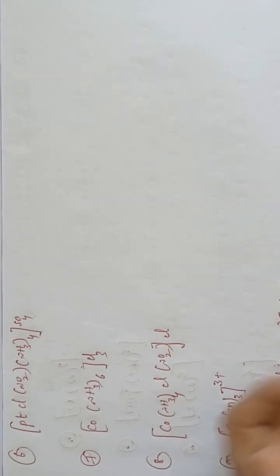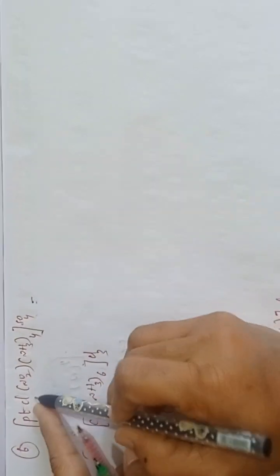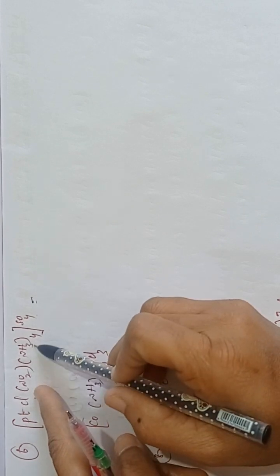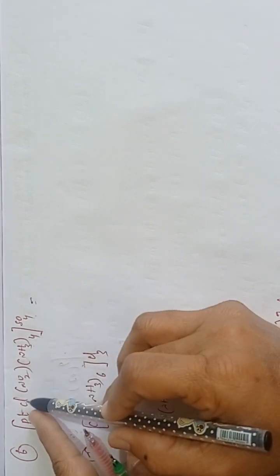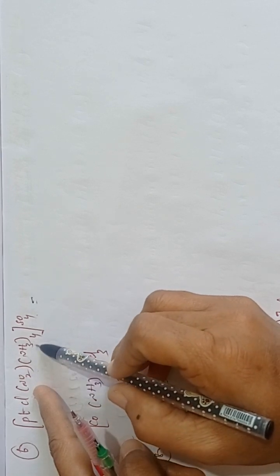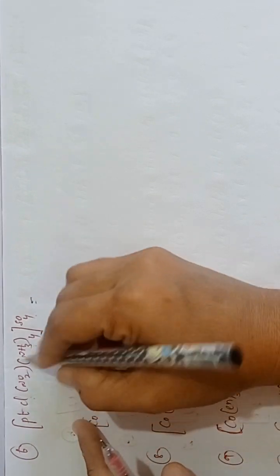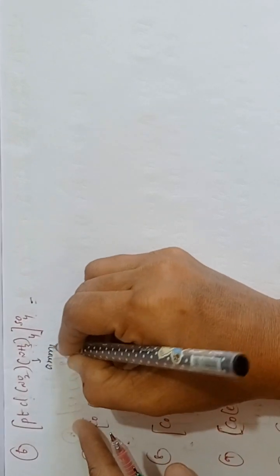Now see, students, the next example: [Pt(Cl)(NO2)(NH3)4]SO4. Now see how to write the name for this example. Here three different ligands are there: chlorine, nitrite, and ammonia. Are you understanding? So three are there. This is chlorido, this is nitrito, this is amine. Which is coming first? This is amine. I am writing amine here.